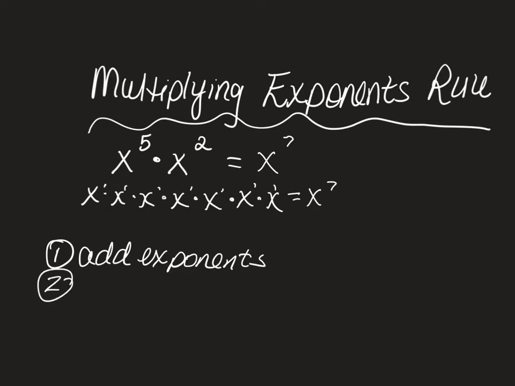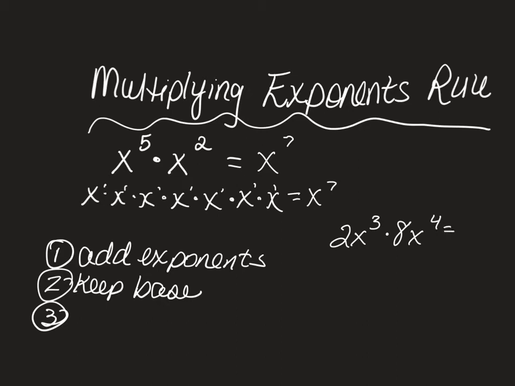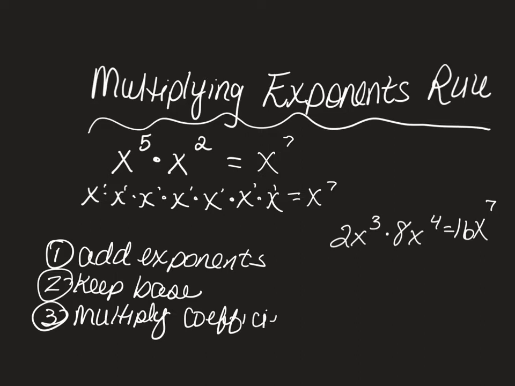You're going to keep your base, right? Now, sometimes you're going to have a coefficient. So, for example, if I have 2x to the 3rd times 8x to the 4th, if I follow my rule, my base is just x. It's just the number below the exponent. I'm going to add my exponents together. And then what do I do with the numbers in front, the coefficients? I'm going to multiply them. So you do actually do some multiplying. Multiply coefficients. Okay?